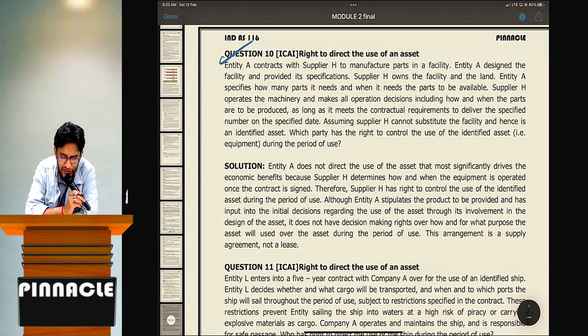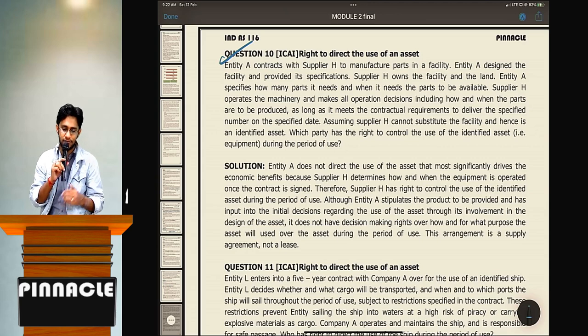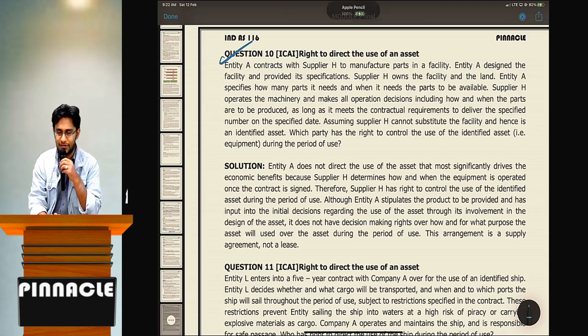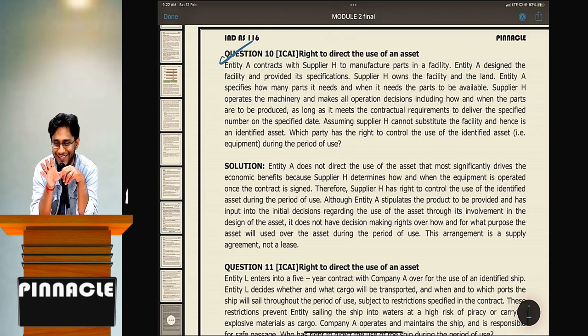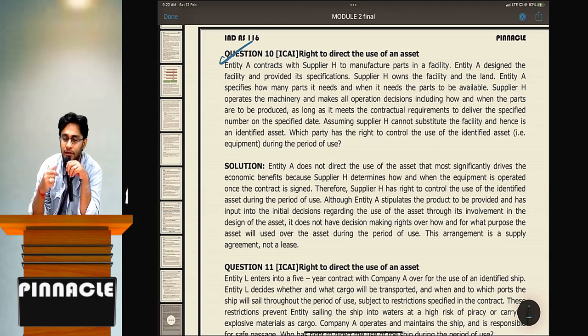Which party has the right to control the usage of an identified asset during the period of usage? Sir, first understand the question before giving an answer. Sir, I am the customer, you are the supplier. You are having a manufacturing facility. I only designed it, but you are the owner of this.